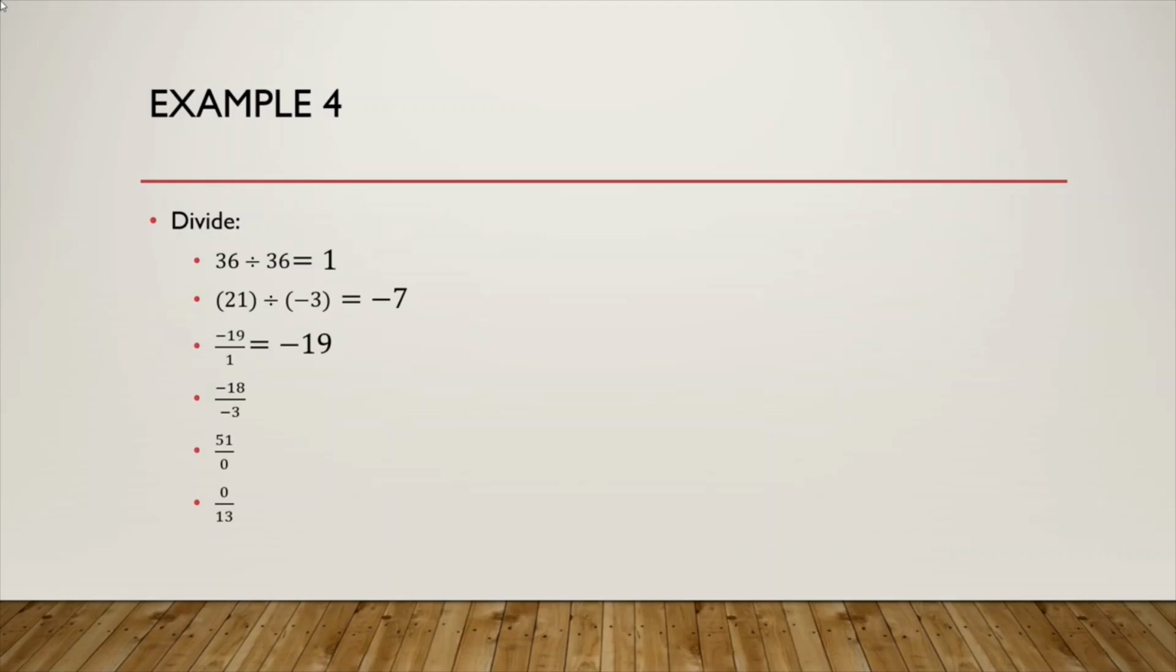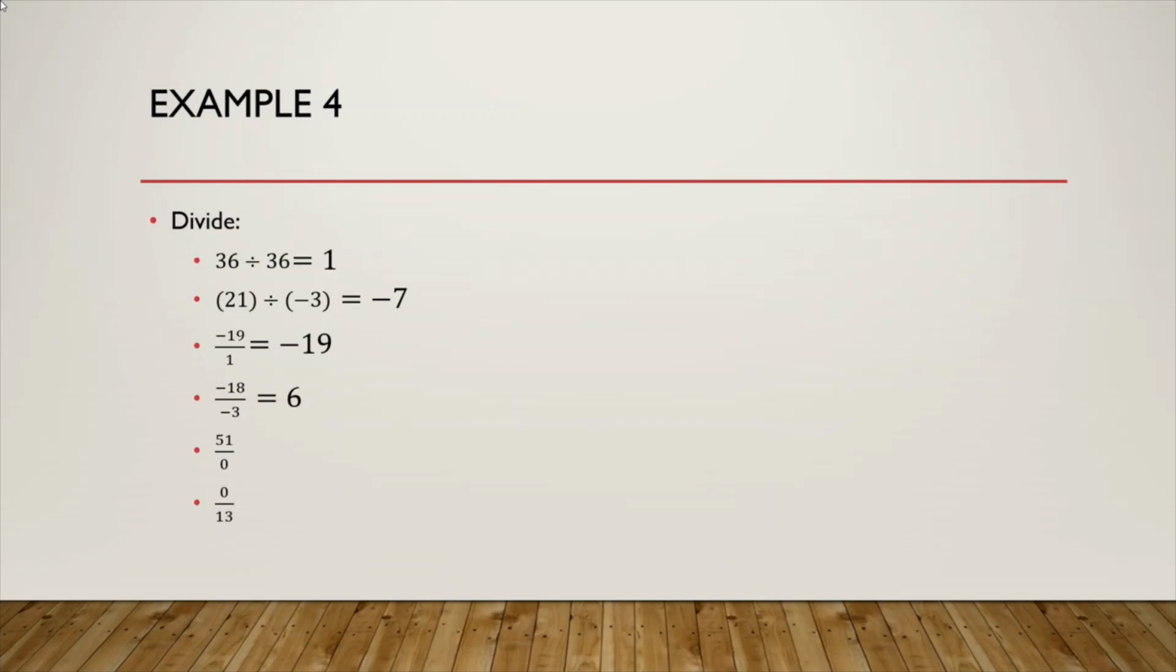Negative 18 divided by negative 3. This one right here. Since the signs are the same, it's going to be a positive result. Again, you're ignoring that until the end. So 18 divided by 3 is 6. And it would be a positive 6 since the signs are the same.